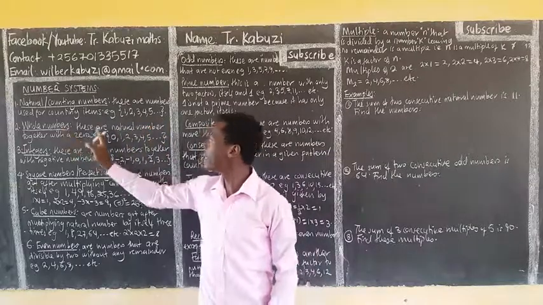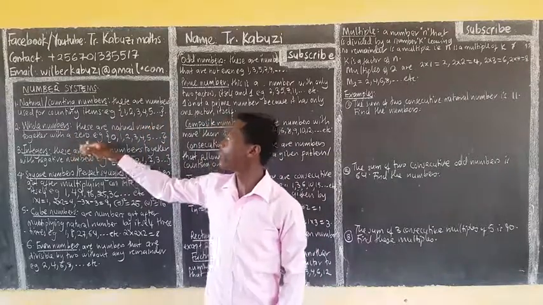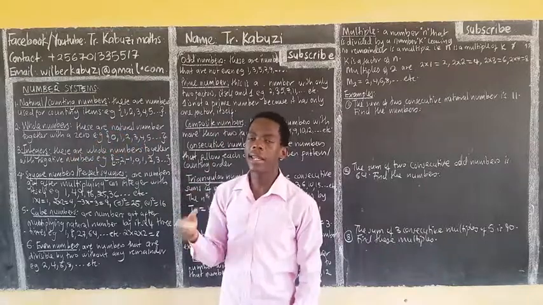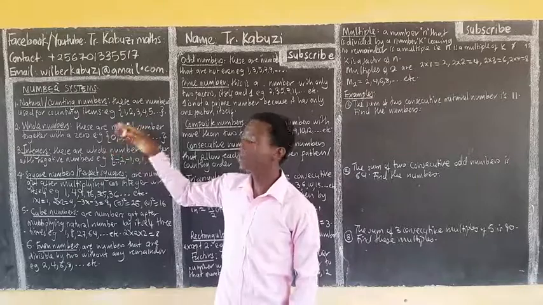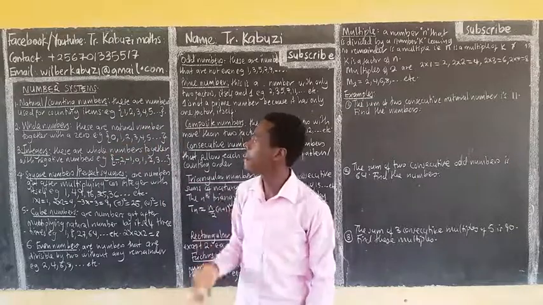Then whole numbers. These are natural numbers together with a 0. So to get whole numbers, you add a 0 to the set of natural numbers. So you see, if you add a 0 now, we shall be getting the whole numbers.